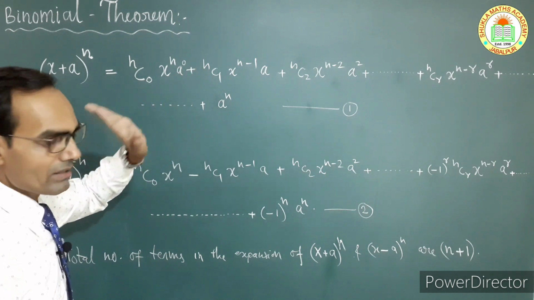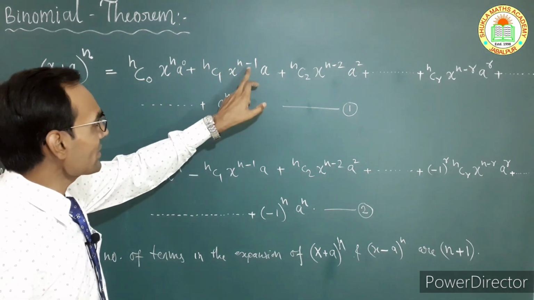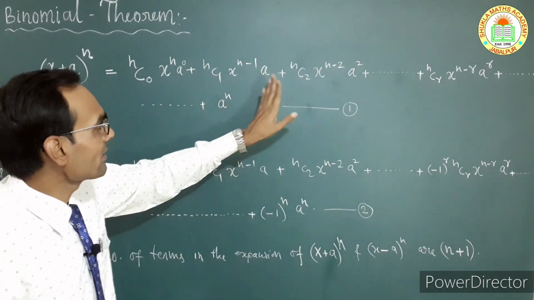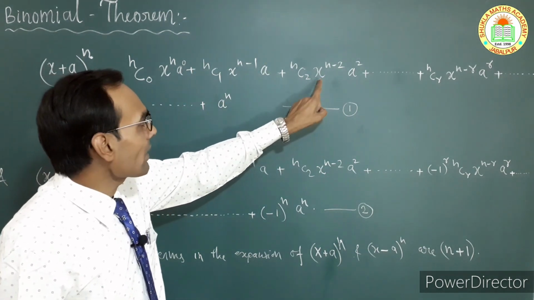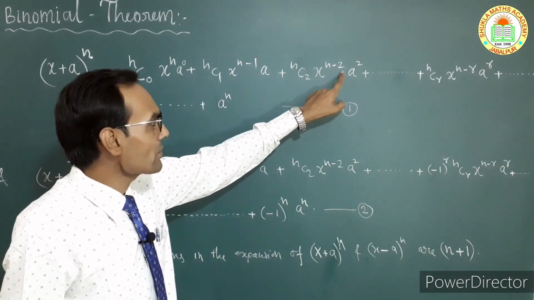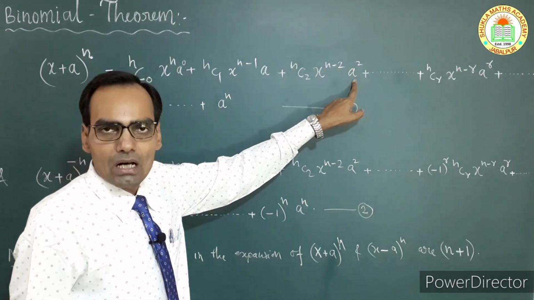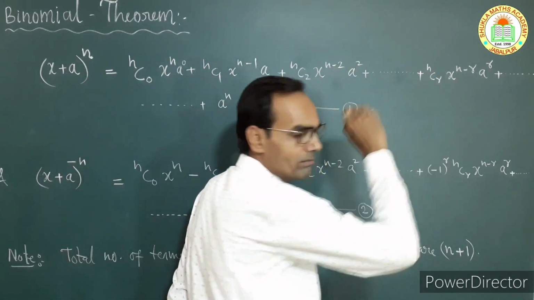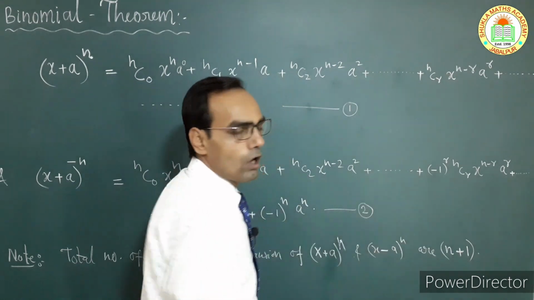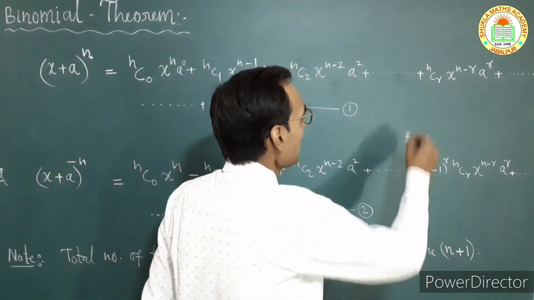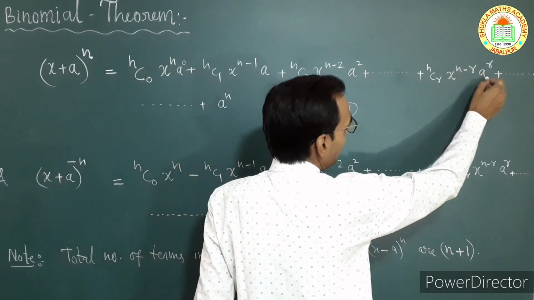In the second term it is nC1, and the power of x is decreasing by 1 and the power of a is increasing by 1. Similarly, in the third term the power of x is decreasing by 2, so it is n - 2, and the power of a is increasing. So we arrive at the rth term of this binomial expansion, and its formula is given by nCr x^(n-r) a^r.